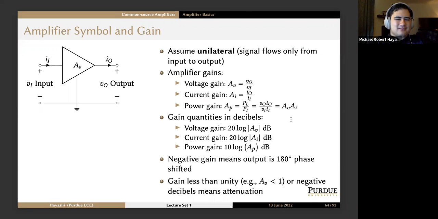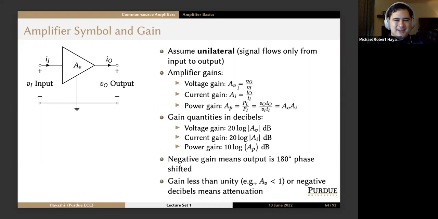Most of the time we talk about gain in decibels, though. So you can talk about voltage gain as being 20 times the log base 10 of the absolute value of A_V. That produces an answer in decibels. Very similar for current gain. The thing to watch out for is power gain doesn't use 20 times log base 10. It uses 10 times log base 10 because it's a product. So it's 10 times log base 10 of A sub P to get the decibel answer.